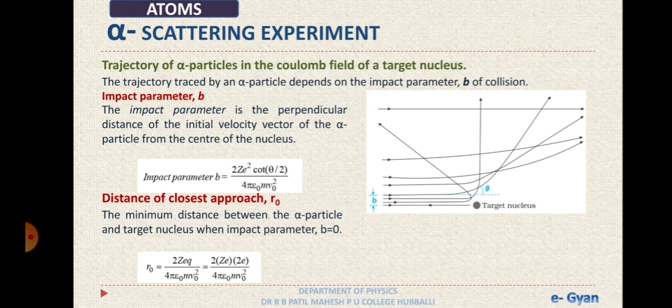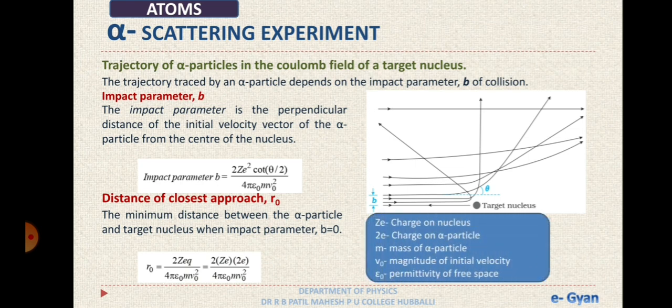We have to understand that when an alpha particle approaches the distance of closest approach, its kinetic energy is completely converted into electrical potential energy. So here, Z is the atomic number, e is the charge. So Z times e together becomes the charge of the nucleus. 2e is the charge of the alpha particle because it contains 2 protons. m is the mass of the alpha particle, v naught is the magnitude of initial velocity and epsilon naught is the permittivity of free space.